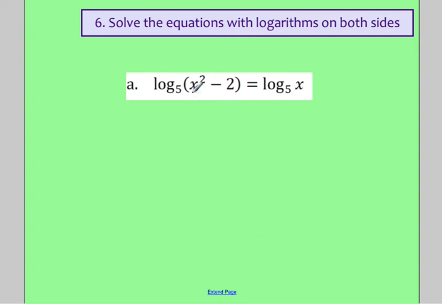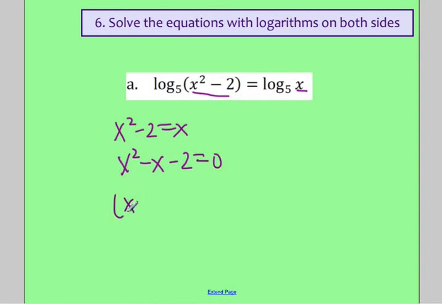So this is log base 5 of x squared minus 2 is equal to log base 5 of x. So they are exactly the same, so I can set them equal to each other. So I'd have x squared minus 2 is equal to x. Now I need to solve it. Here's the thing. This is a quadratic, so I need to get everything onto one side, so I'm going to subtract x.